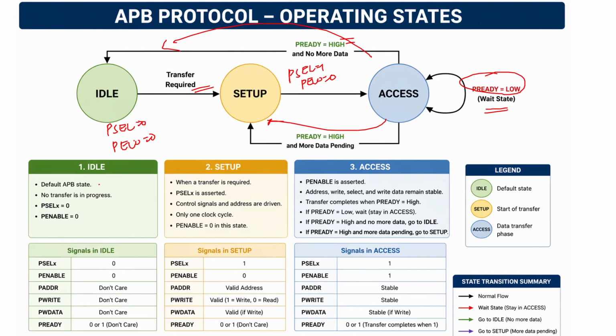Same thing here also is explained. Default phase: no transfer is in progress. Both the select signal and the enable signal should be 0. Select is accepted, and control signals and address signals are driven here. Only one clock cycle this happens, and in the next cycle PENABLE should be 1. Okay, understood how it is happening here in the data transfer phase.